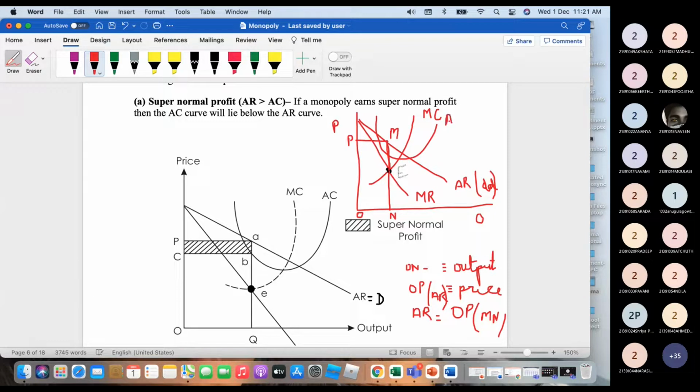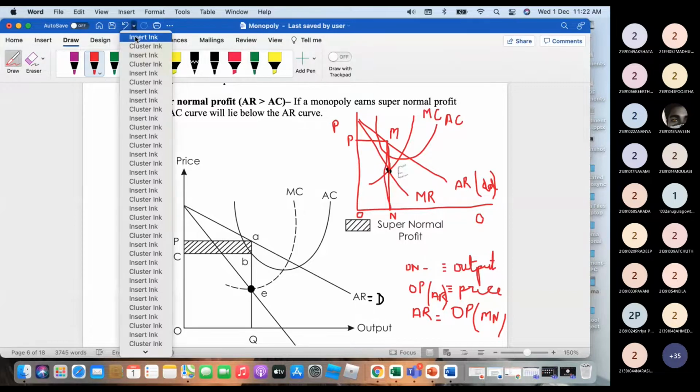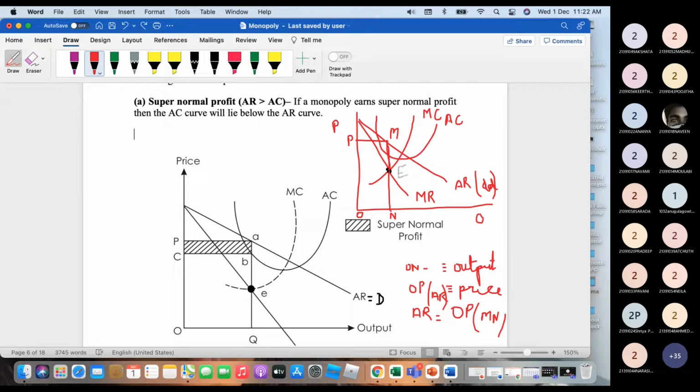And if you remember the relationship between AC and MC, MC cuts AC at its minimum point. So what I have drawn? I have drawn the AC curve in such a way that it is below the AR curve. This is your AR curve, which is a straight line, downward sloping line. And this is the AC curve. And I'm saying it is below the AR curve, especially when we are talking about ON level of output, at this ON level of output, our AC should be less. Your AR is MN, and see where it is touching the AC, it is touching at this point.